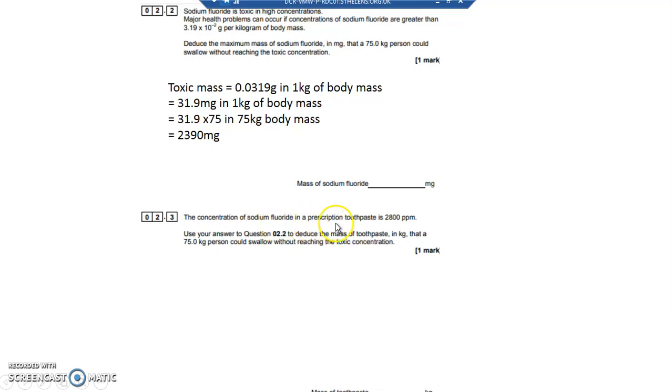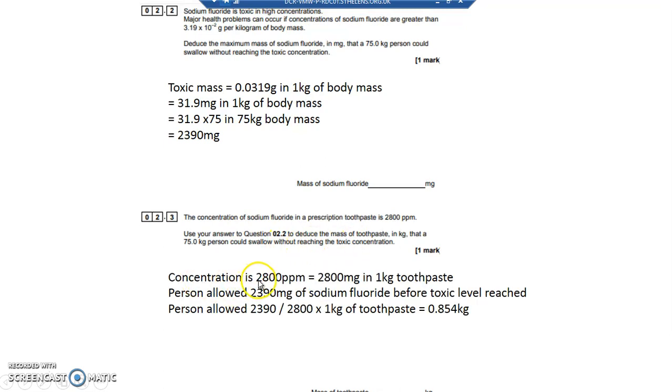The concentration of sodium fluoride in a prescription toothpaste is 2800. Use your answer to deduce the maximum mass of toothpaste in kilograms that a 75 kilogram person could swallow without reaching the toxic concentration. So the concentration is 2,800 parts per million. Let's remind ourselves what that is. That's the number of milligrams in 1 kilogram of toothpaste. So 2800 milligrams in 1 kilogram of toothpaste. So that's the concentration of sodium fluoride in normal prescription toothpaste.